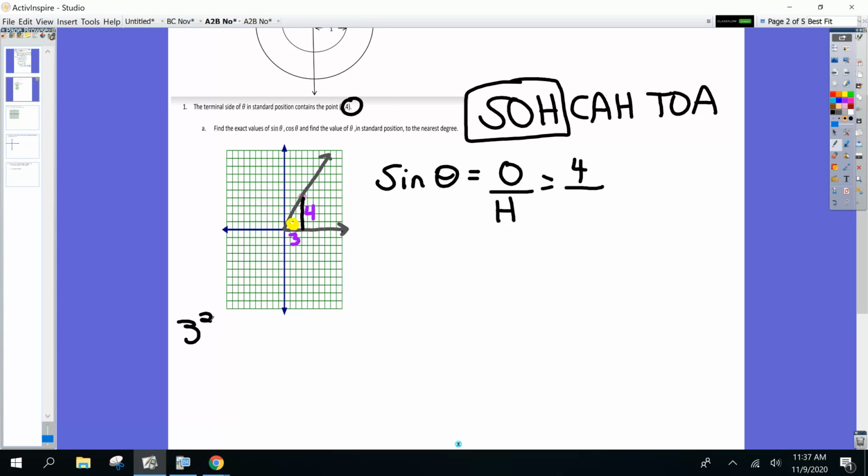3 squared off to the side plus 4 squared equals c squared. 4 squared. Anybody, by the way, ever play that back in the elementary days? 4 square? No? Anybody at home? 4 square back in the day? I did. Yeah. It got pretty intense.